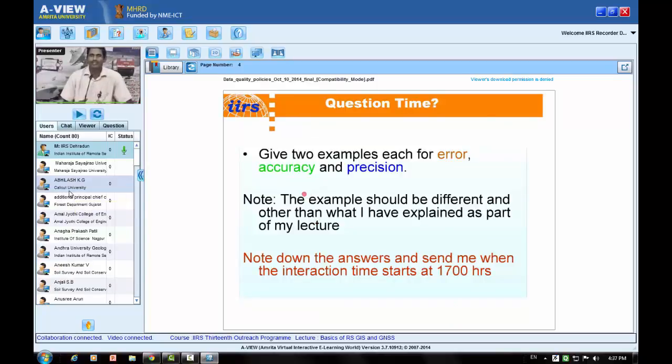Try to think for yourself what other examples there could be. Examples for error, examples for accuracy, examples for precision. I have given some examples, but maybe you should use your own mind and your own experience to work out examples for all three of them, and then send them back when we have interaction, probably around 5:15, 5:20.